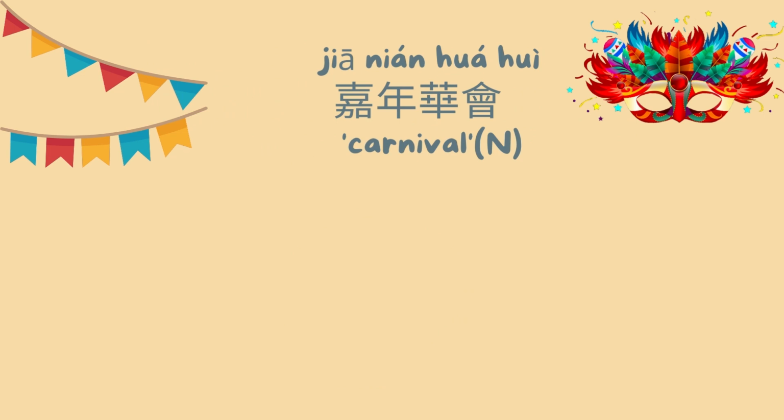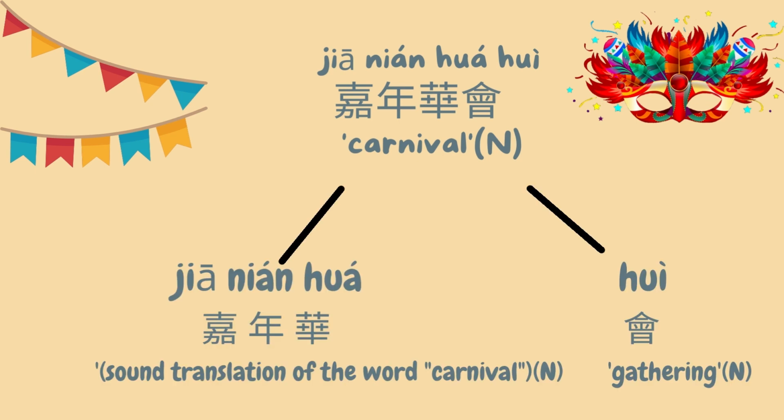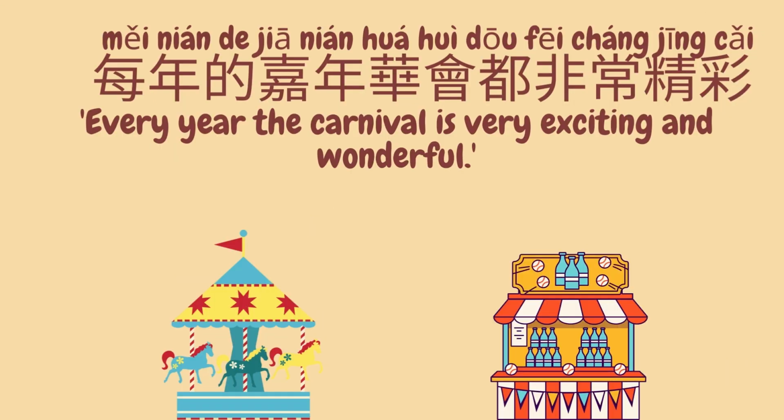Next one, 嘉年华会, carnival. The constituent characters 嘉年华 represent the sound translation of the word carnival, and 会 represents gathering, a noun, indicating that the word 嘉年华会 falls under the category of gathering. 每年的嘉年华会都非常精彩. Every year, the carnival is very exciting and wonderful.